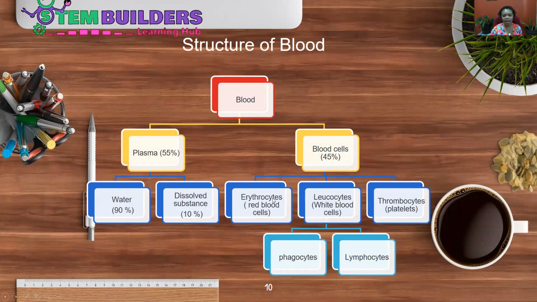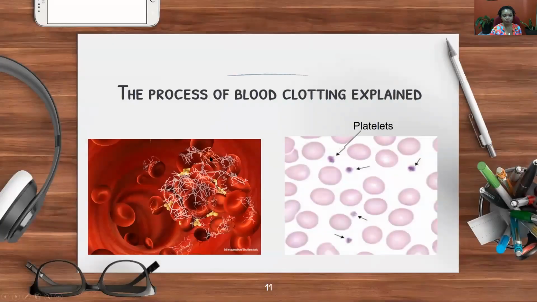Blood cells can be divided into erythrocytes, which is the scientific name for red blood cells, leukocytes, the scientific name for white blood cells, and thrombocytes, which are platelets. Leukocytes or white blood cells can be further divided into phagocytes and lymphocytes. So this concept map here, or diagram, pretty much illustrates the areas of the blood that you should know. So the process of blood clotting explained.